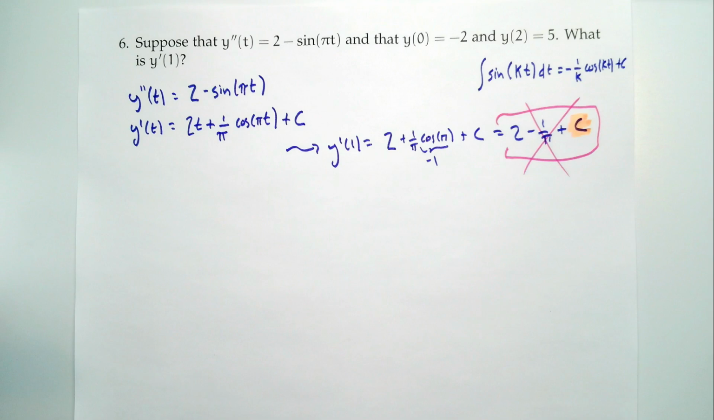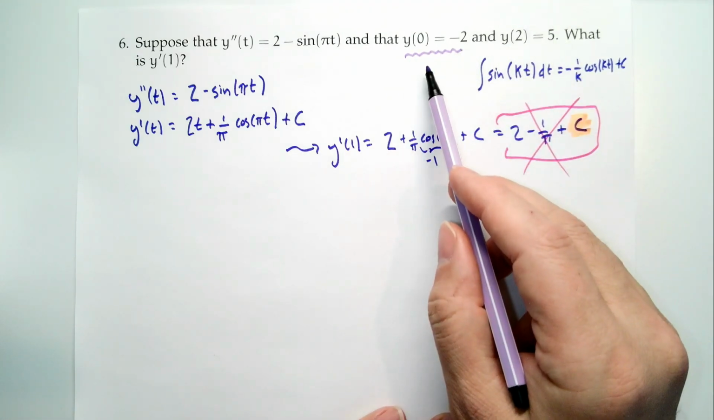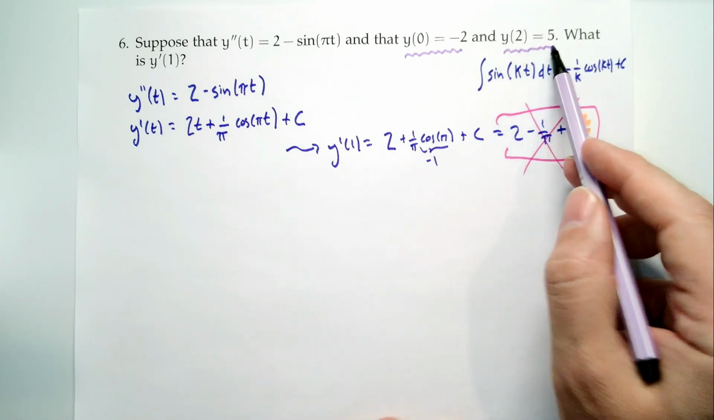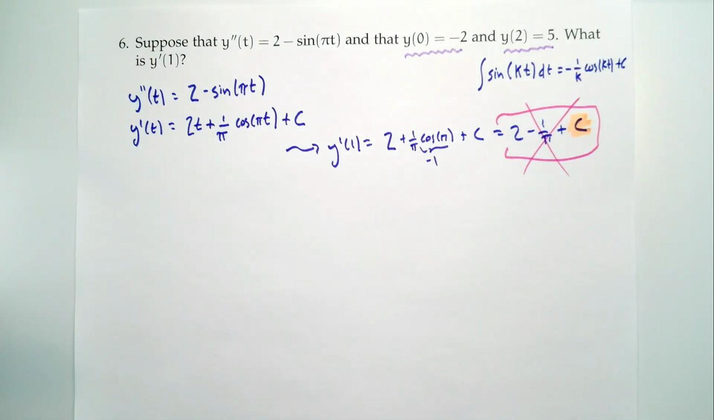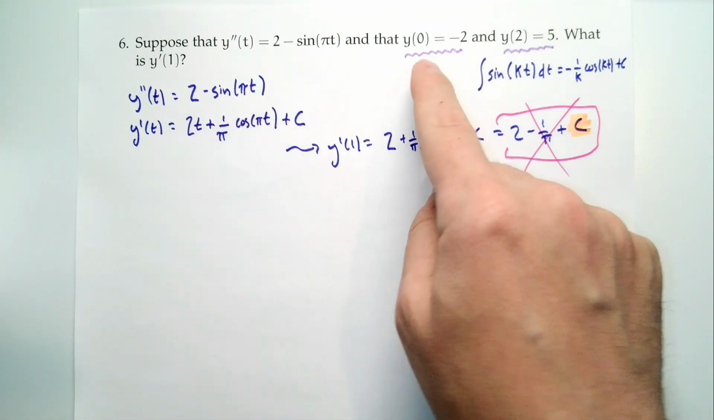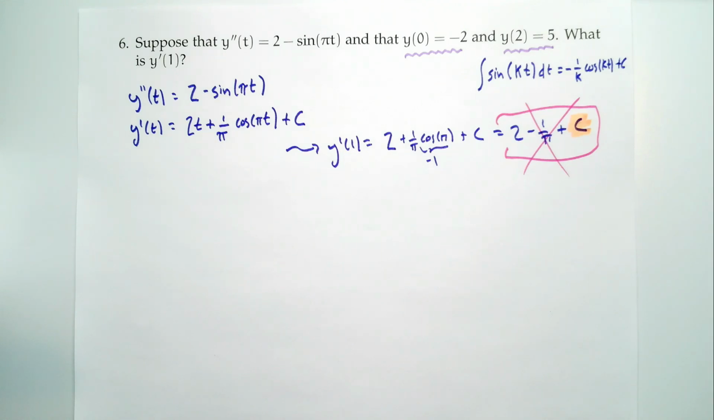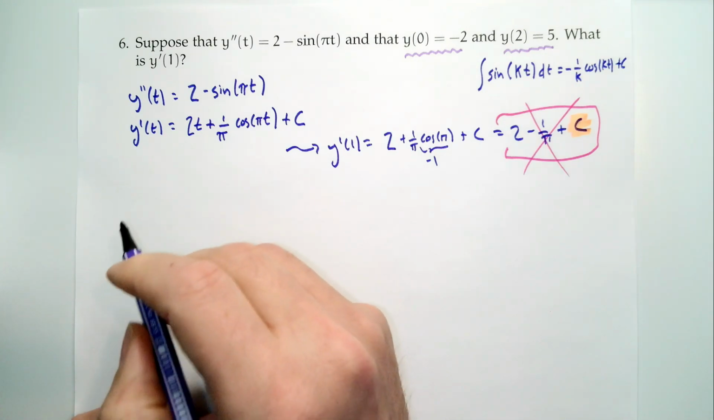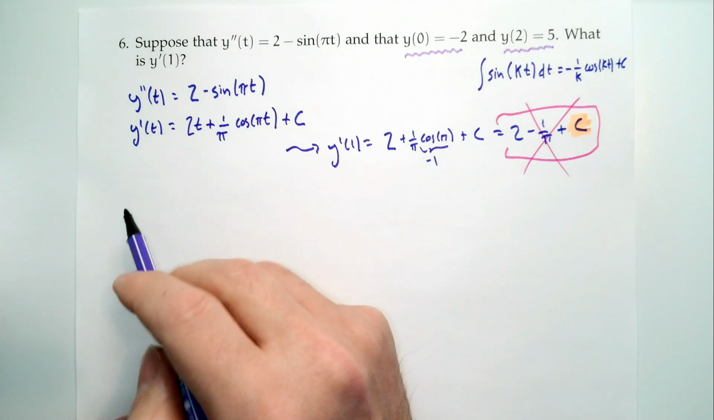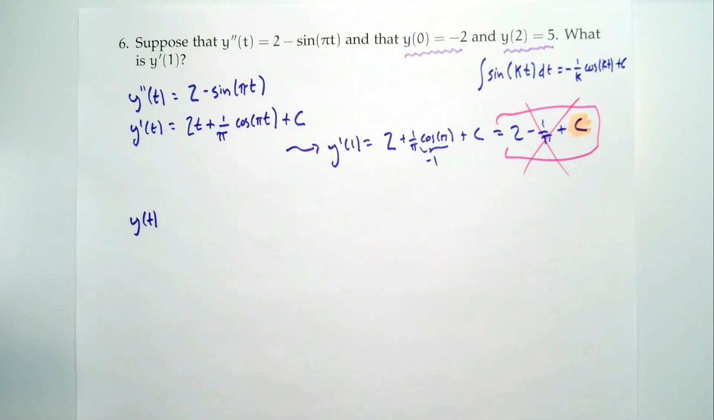So we say, okay, how do we recover c? Well, let's use information. That's why you have this additional information given. y of 0 equals negative 2, and y of 2 equals 5. Now our problem here is that these constants are not for y prime, they're for y. So I can't use that information here to solve for c, because I'm not in the right function. That means I have to go further up the ladder. Okay, so we're going to keep climbing our ladder. All right, so I want to get to y. So what is y of t? Well, to get from y prime to y, take the antiderivative.